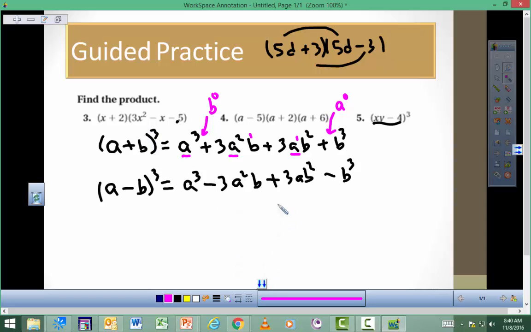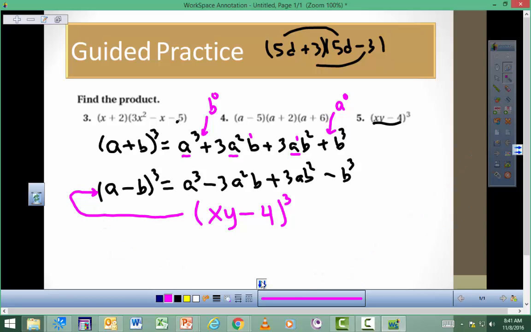And so now what I want to do for you is this problem here. We have xy, I want to make it larger here, minus 4 to the third power. So the pattern that we want to look at is this one. Does that sort of make sense? That one right there.